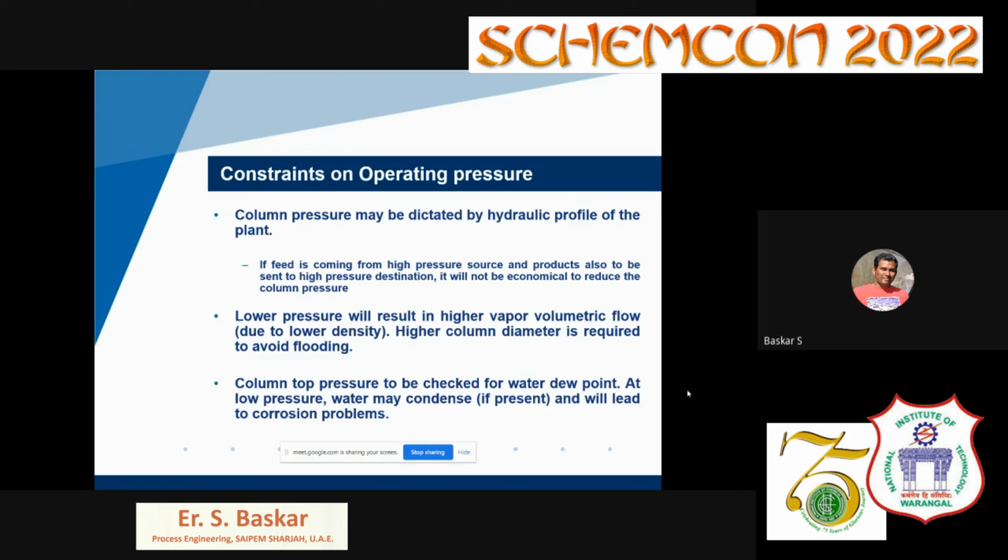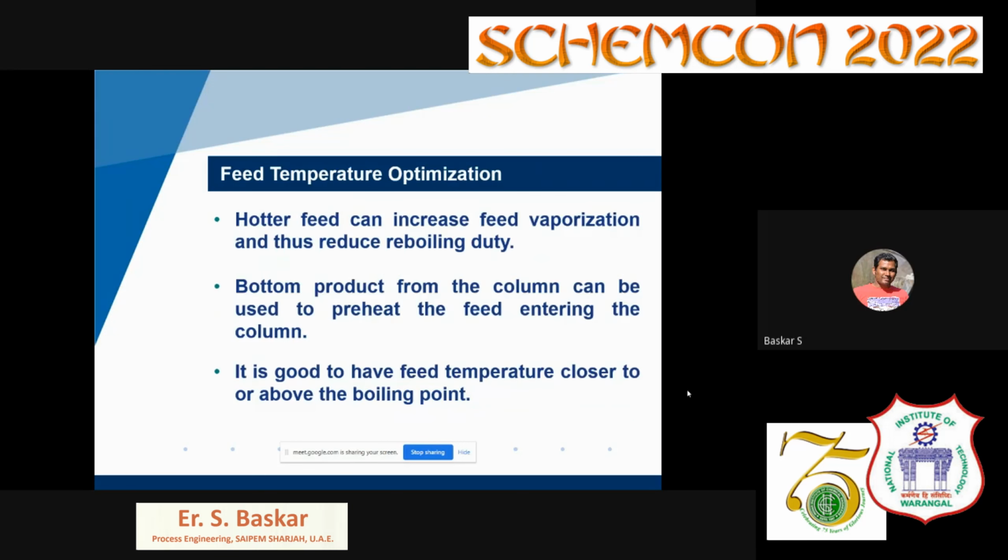So this is how the operating pressure of the column will be fixed, and these are the checkpoints while selecting the operating pressure. Now we'll move on to the next one. The next parameter is the feed temperature optimization. Hotter feed can increase the feed vaporization.